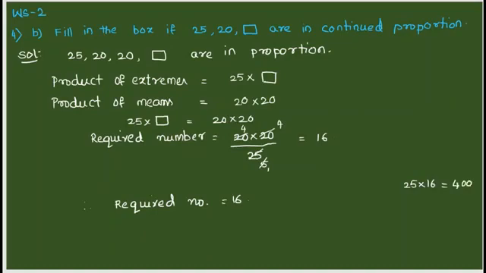Whereas 20 into 20, that is the product of means, 20 20s are also again 400. That means they will be in proportion. To be in proportion, which number should come in the box? That is 16 we have got here. So this is the solution, children. I hope you understood this. Thank you.